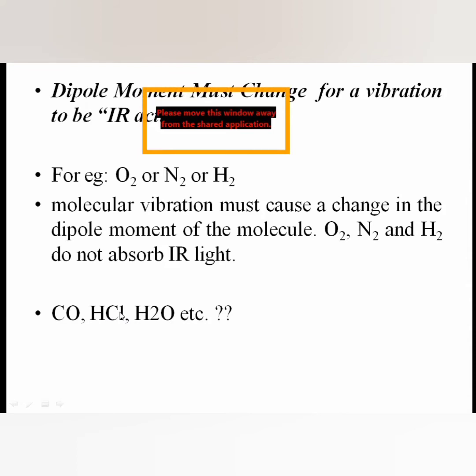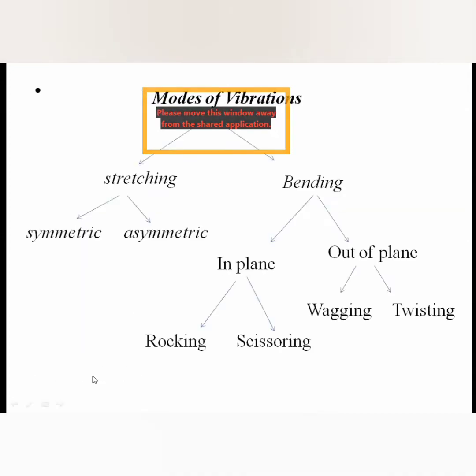Then next we will see that this type of molecules are IR active.